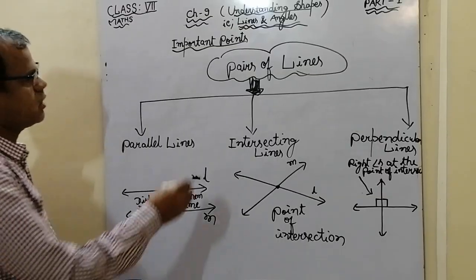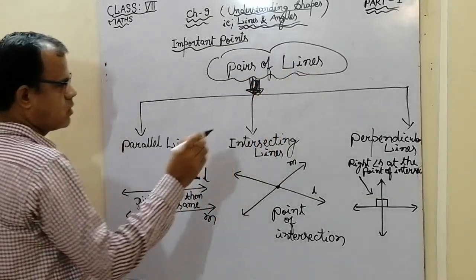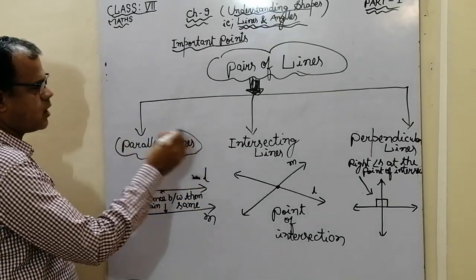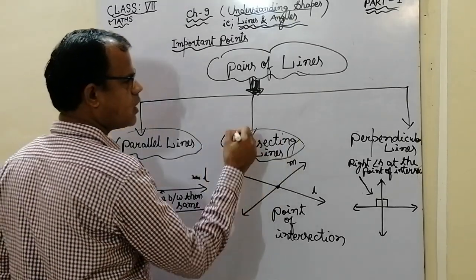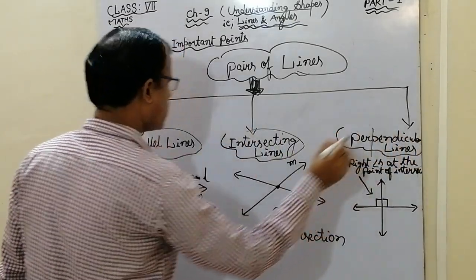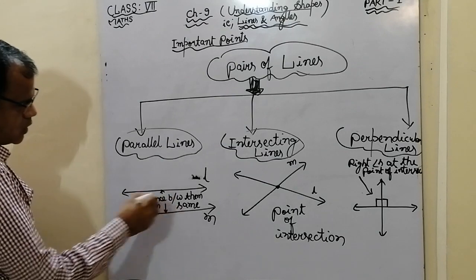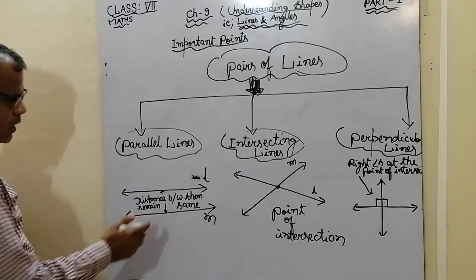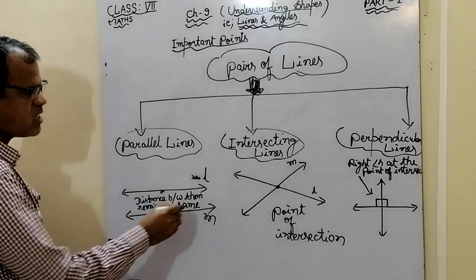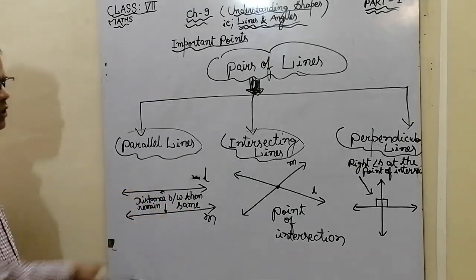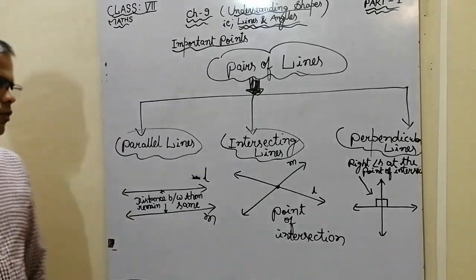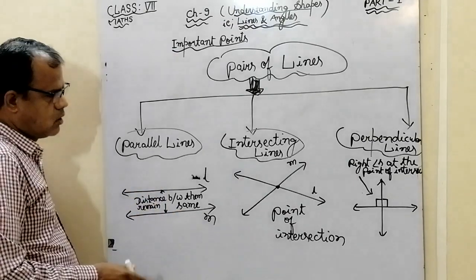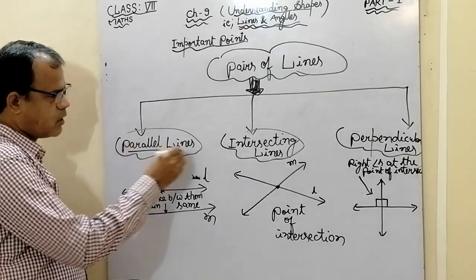Yes, student. Next, pairs of lines. We can divide it into 3 parts. First, parallel lines. Second, intersecting lines. And third, perpendicular lines. So look here. Here 2 lines are there, line L and line M, and the distance between them remains same. So this is an example of parallel lines. A railway track is also an example. Railway tracks are parallel lines.